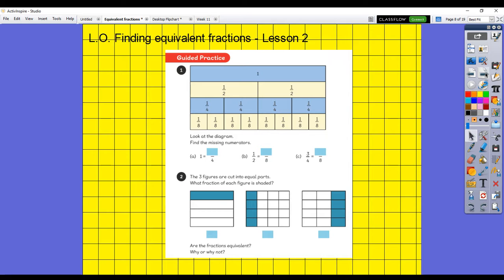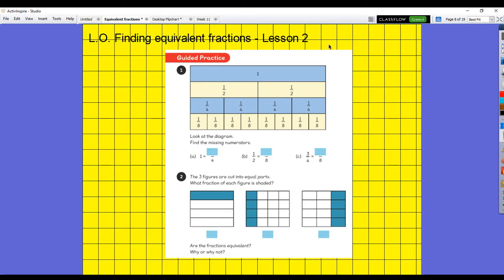So let's go to the guided practice. With our guided practice here, like I said, we are becoming very familiar with our fraction rules. Fraction rules are brilliant. They can let you see equivalent fractions, okay? So look at the diagram.